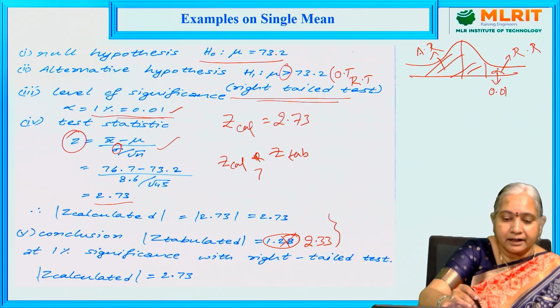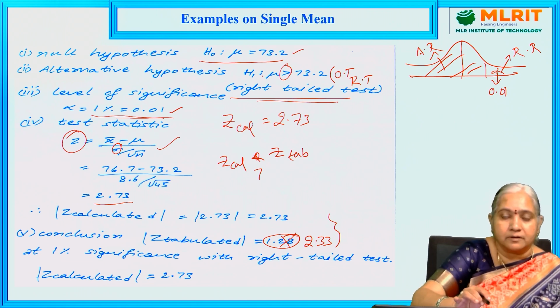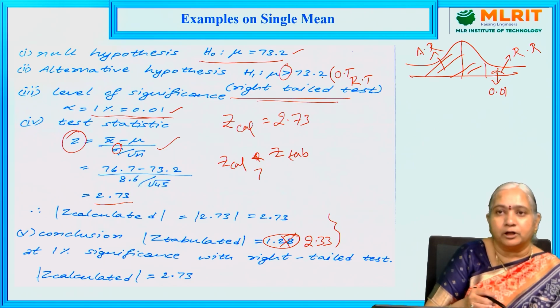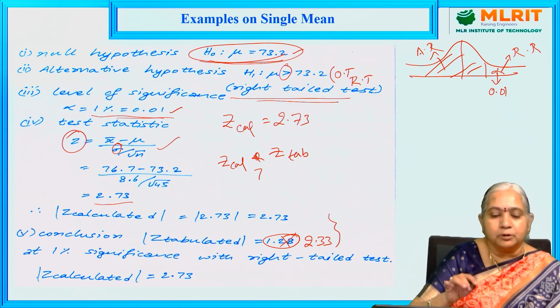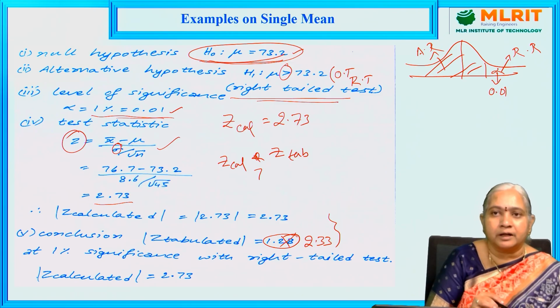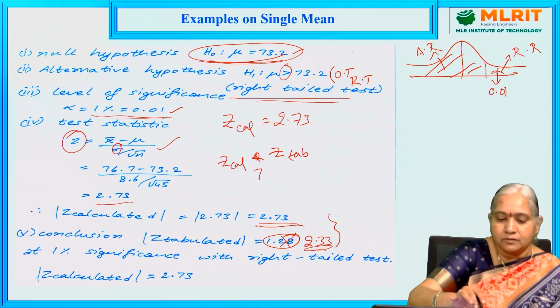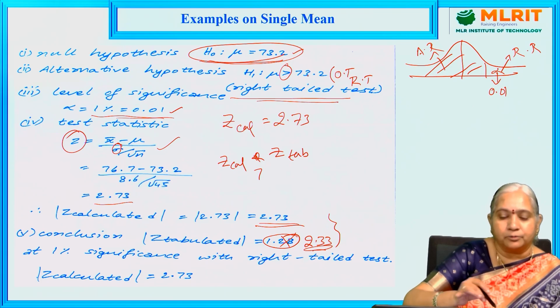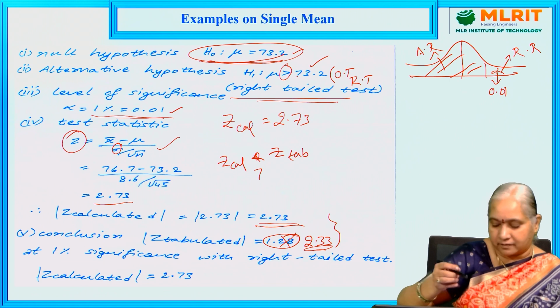So we rejected the null hypothesis, which means we are accepting the alternative hypothesis. What is that alternative hypothesis? Mu is greater than 73.2. Our claim mu equal to 73.2 is rejected based on this calculated value and tabular value. So the alternative hypothesis, mu greater than 73.2, we accepted. This is rejected, so obviously this is accepted.